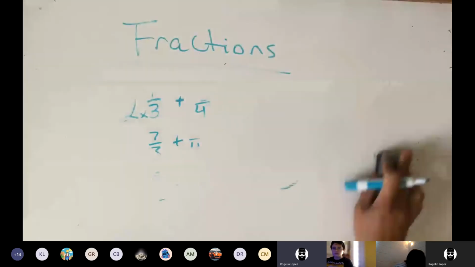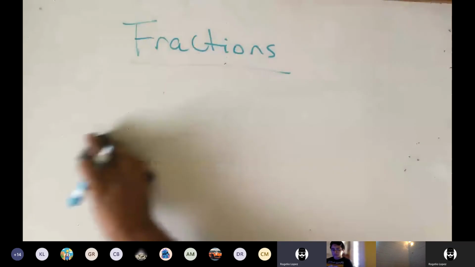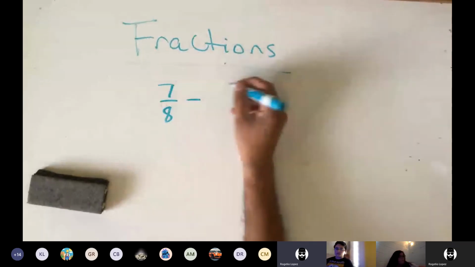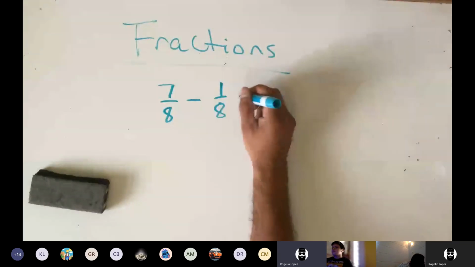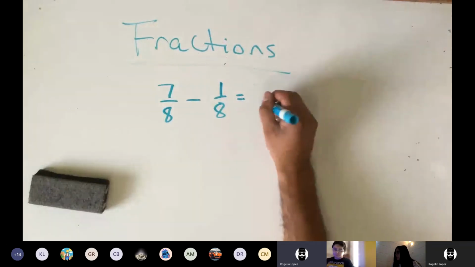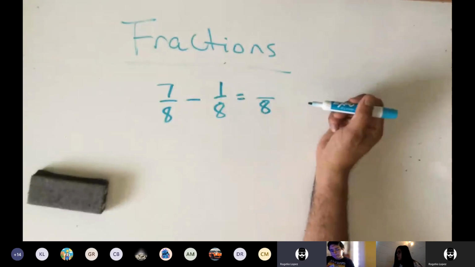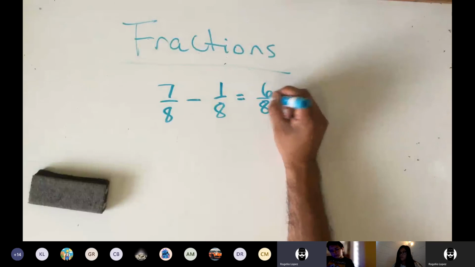Now we can do subtraction. For subtraction, it's the same thing. We do need common denominators. So let's say I have 7/8 minus 1/8. I have to have common denominators, and on this problem, I do. So the 8 just carries over, and then the two numerators get subtracted. So 7 minus 1 is 6.